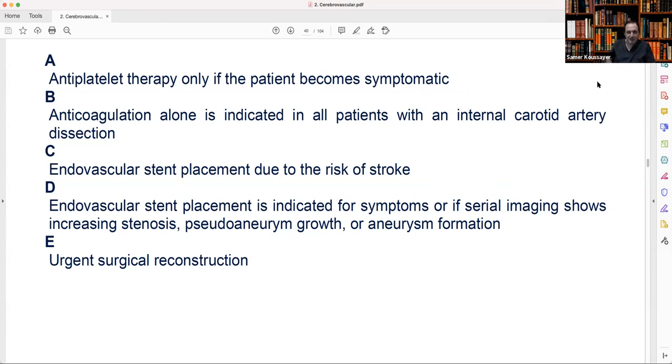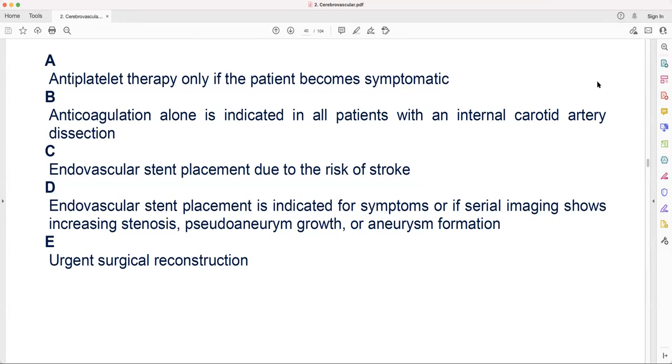Based on this we can choose the best treatment of these dissections. When you have a dissection about 3 centimeters from the bifurcation of the carotid artery, we are at the border between zone 2 and zone 3. So the stent is, I think, mandatory when you have to treat.